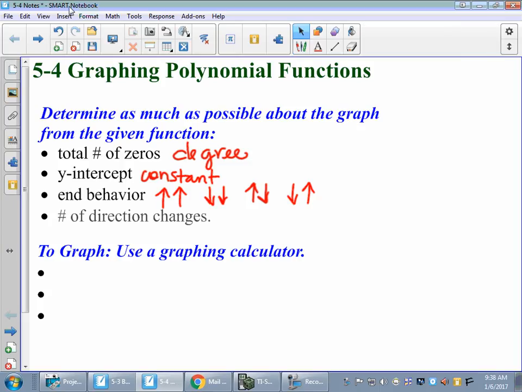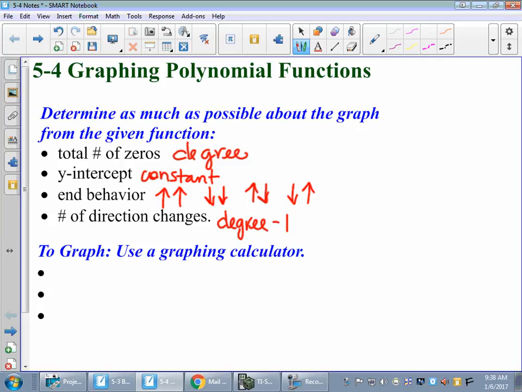And then the last thing is the number of direction changes. And the number of direction changes is the degree, take away 1. So if you have a degree 4, it's going to change directions 3 times. That's pretty much everything that we can do without having to use the graphing calculator.